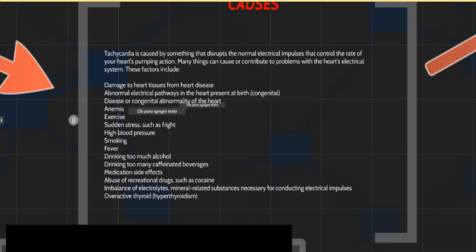These factors include damage to heart tissues from heart disease, abnormal electrical pathways in the heart present from birth, congenital abnormality of the heart, anemia, exercise, sudden stress such as fright, high blood pressure, smoking, fever, drinking too much alcohol, drinking too many caffeinated beverages, medication side effects, abuse of recreational drugs such as cocaine, imbalance of electrolytes, minerals necessary for conducting electrical impulses, or overactive thyroid (hyperthyroidism).